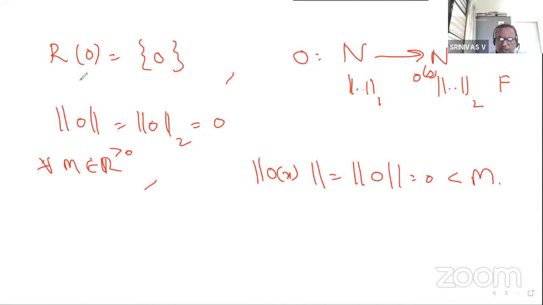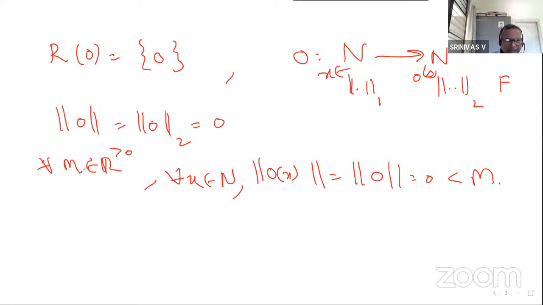What is the 0 image of any element x? For every x in N, you have this. If your x is coming from the vector space N, for the 0 image, 0 of x, you take the norm. This is the 2-norm. And the norm of 0 of x is 0. Norm of the 0 element is 0.